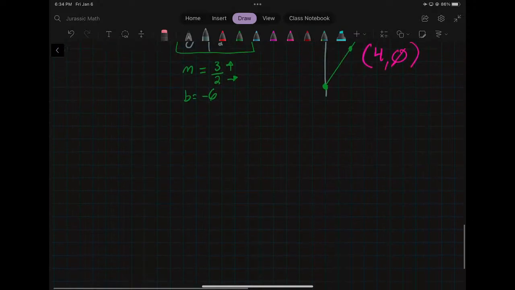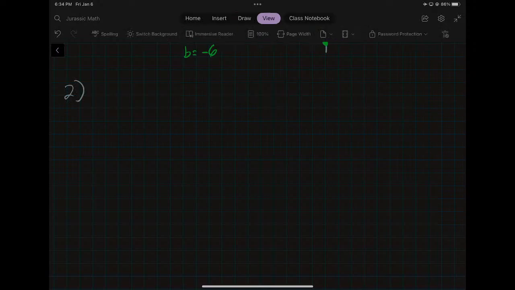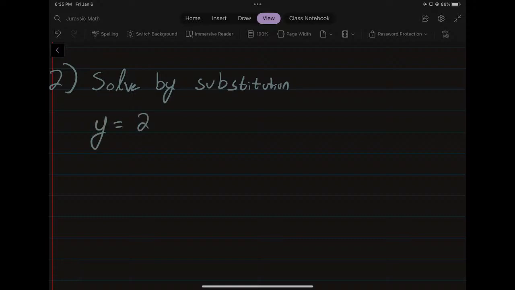All right, so going down to the second one, I'm going to switch my paper over to lines again. Hey, look at that. I was dead on for that one. That is amazing. So number 2, we want to solve by substitution. So we have 2 equations: y equals 2x, and the other one, y equals 10x minus 16.